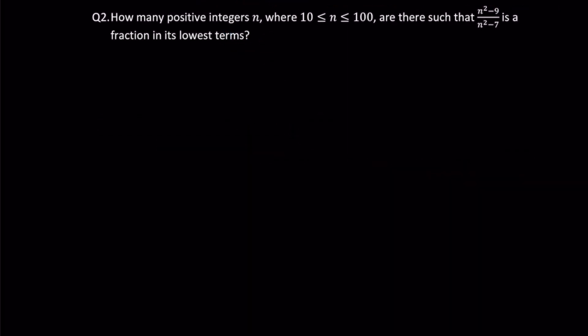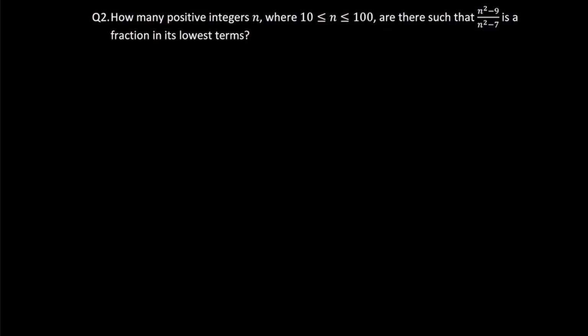Now let us begin looking at question 2. We need to find the total number of positive integers n, whereby n has a lower limit of 10 inclusive and upper limit of 100 inclusive, such that n squared minus 9 divided by n squared minus 7 gives us a fraction in its lowest terms.